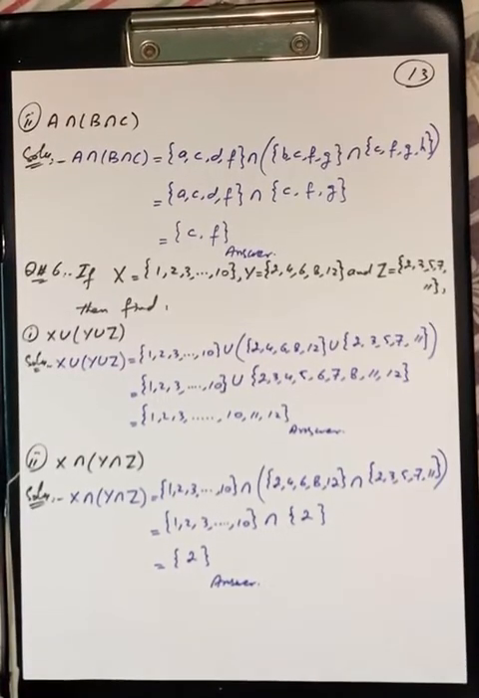I repeat the union again. Union, we write both sets' elements but not repeated. And in intersection, we choose only the common elements in both sets that are given to us.